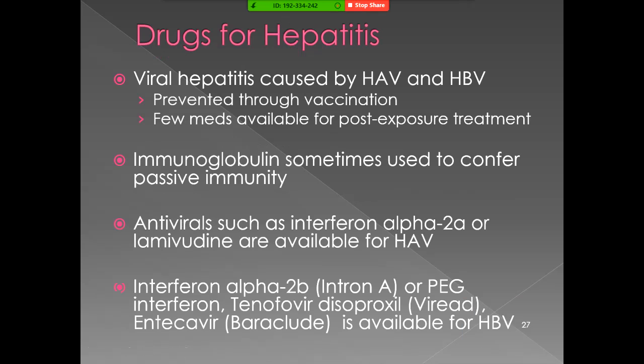So viral hepatitis is prevented through vaccination. Few meds are available for post-exposure treatment. It is important to prevent it. Immunoglobulin sometimes is used to confer passive immunity in a patient that was exposed. And then treatment for HAV is basically symptomatic. Now, interferon alpha-2b or Intron A or PEG interferon or tenofovir, disoproxil, and entecavir are available for HBV.